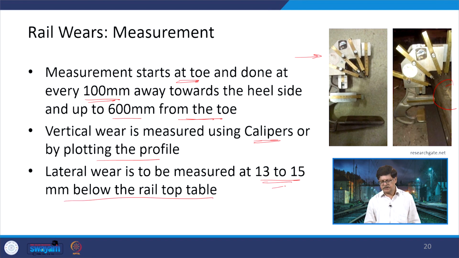The lateral wear is measured at 13 to 15 mm below the rail top table. So, whatever is the rail top table is here, at a distance of 13 to 15 mm we take the measurement, because this is a curved section. So, we have to take the measurement at the point where it starts straightening.